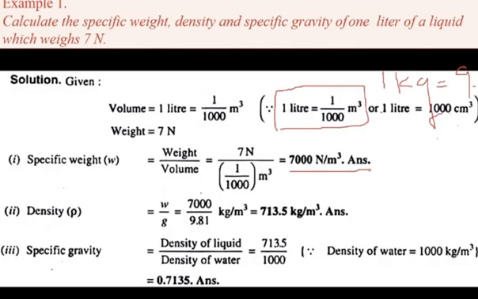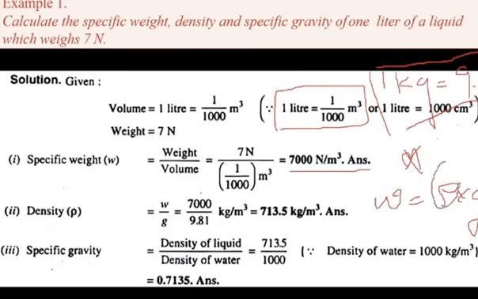Next, what we have to find? We have to find the density. So what is density? It is mass per unit volume. Here we don't know mass. Here mass is not given. Instead of mass, what is given? Weight is given. So we know a relation between specific weight, density and gravity. What is that? Specific weight is equal to density into G.